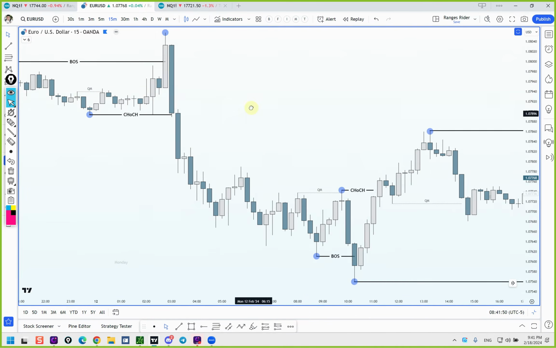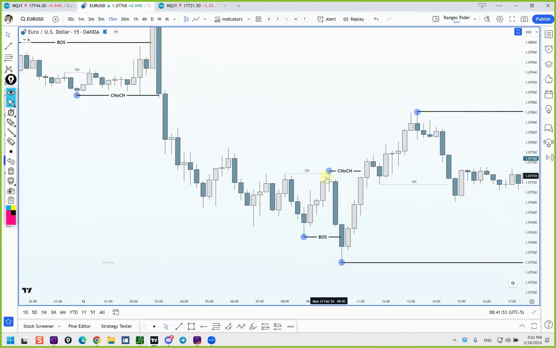And then what did the market do? The market just created the QM, and then we have another breakup structure. Once we have another QM and breakup structure, this high is confirmed. And now we have another breakup structure, and what are we looking for? We are looking for a QM to confirm the range.